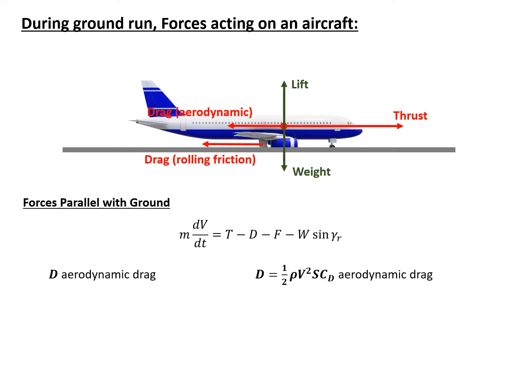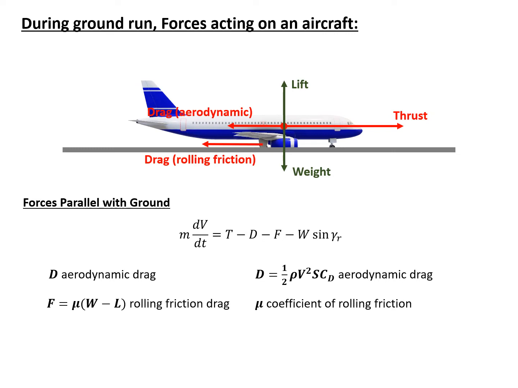We're now looking at each force one by one. The drag D is an aerodynamic drag. It is half rho V squared times S times CD. CD is the drag coefficient, S is the area, V is the speed of the aircraft, and rho is the density. Then the rolling friction drag, F, is mu times W minus L, where W is weight and L is lift.